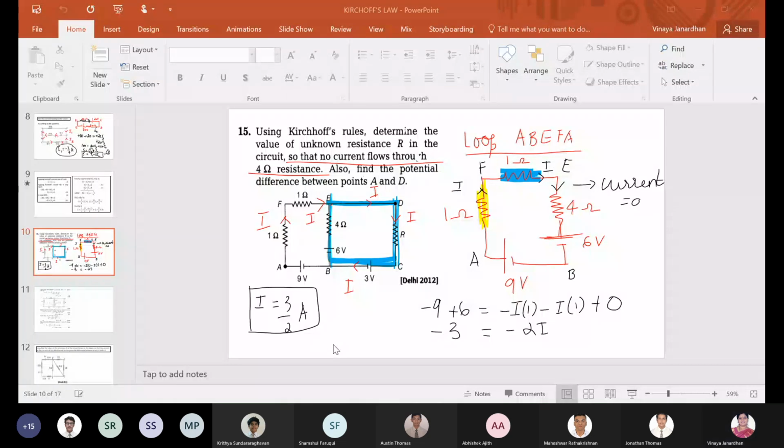Dheeraj. Samuel. Dheeraj, Samuel, switch on your camera. Let the others copy down the numerical. I just want to check your work. Shamshul, Maheshwar, Austin. Wasting my time now. Fine. Anyways, we have to meet your parents. Let me talk to them.